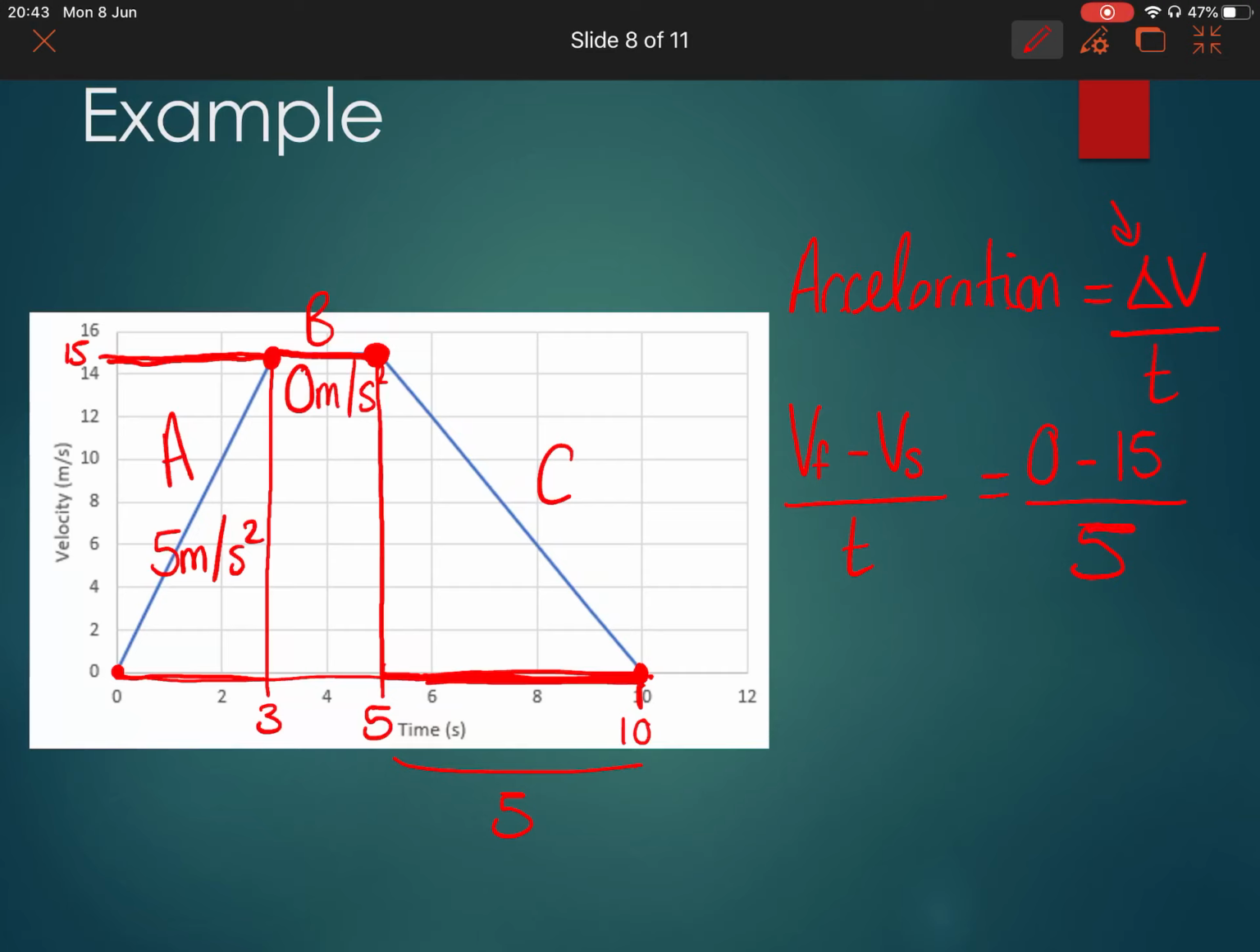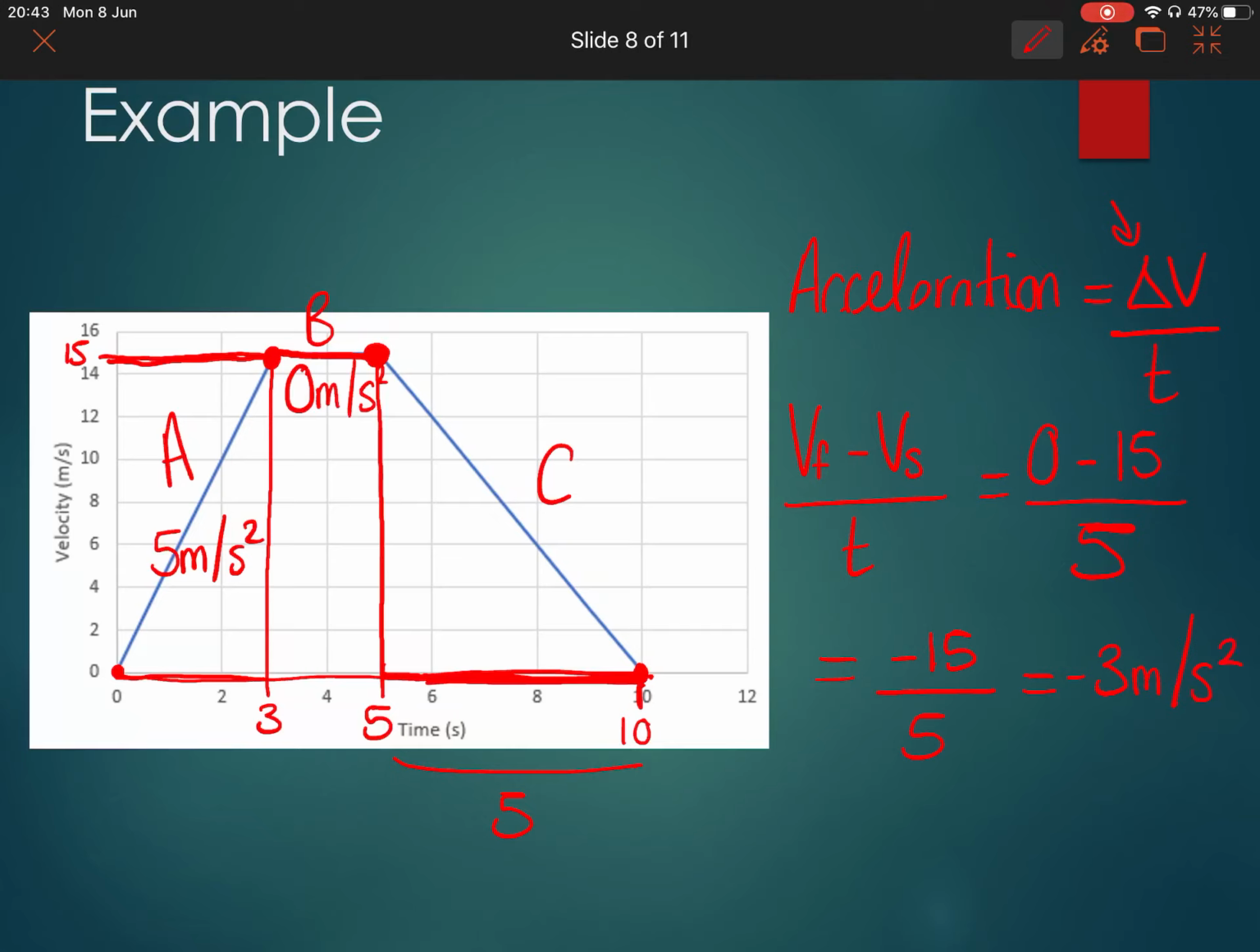So our acceleration will be 0 minus 15. 0 minus 15 is minus 15, divided by 5. Minus 15 divided by 5 is minus 3. Add in the units, meters per second squared.